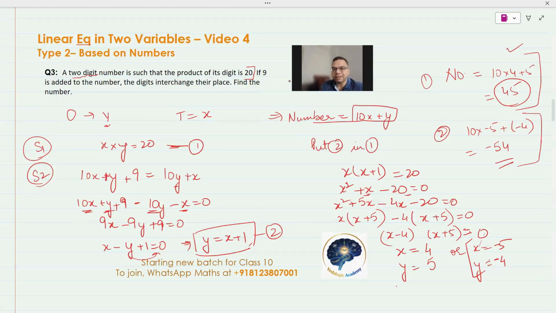And if you want to check, you can check here. The product of these digits is 20. 4 5 is 20, 5 4 is 20. And if we add 9, the digits should get interchanged. So if I add 9 to 45, 45 plus 9 is 54. So the digits get interchanged. Similarly here, if I add 9 to minus 54, it becomes minus 45. Digits are still interchanging. So both of them can solve these given scenarios.